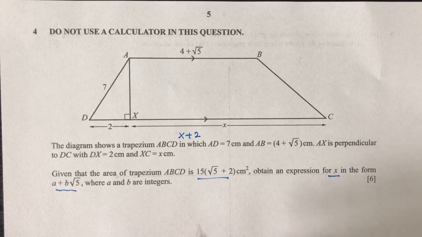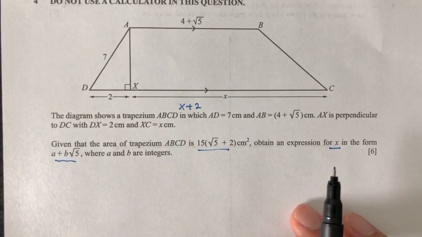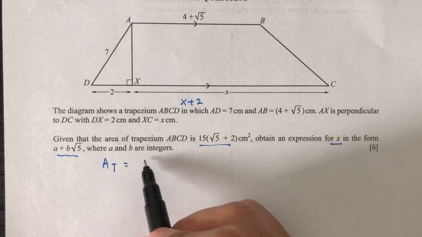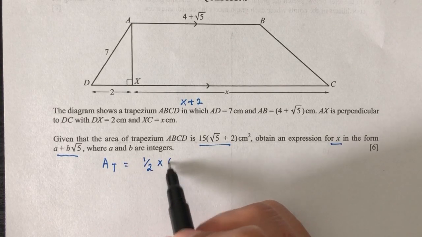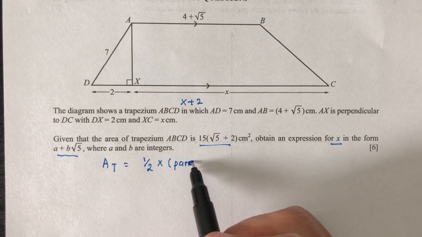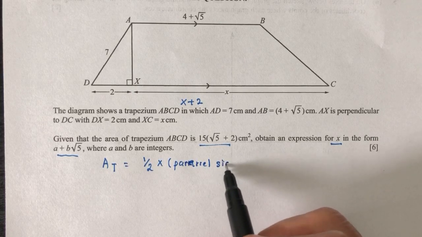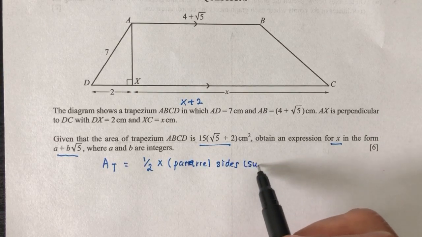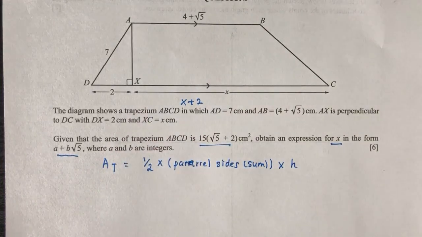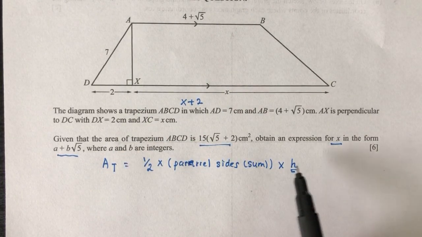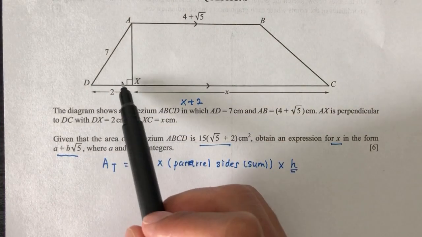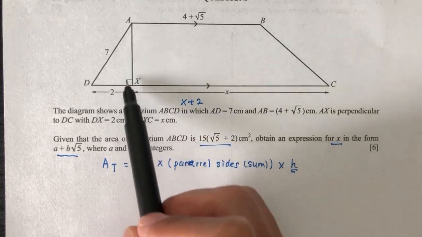We know this is the area, but how do we find it? Let's write down the formula. Area of trapezium is equal to half times the sum of the parallel sides, times the perpendicular height, which is this one. We don't know this one. How do you find the height? As you can see, we have a right angle triangle. We know this side and this side, so we can find this side.